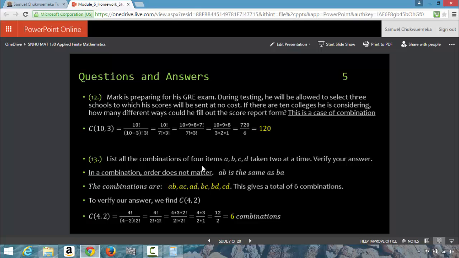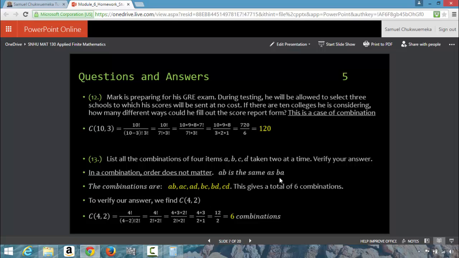List all the combinations of 4 items A, B, C, and D, taking 2 at a time. Verify your answer. So this is like saying 4 combination 2. But let us list it first. In combination, order does not matter.